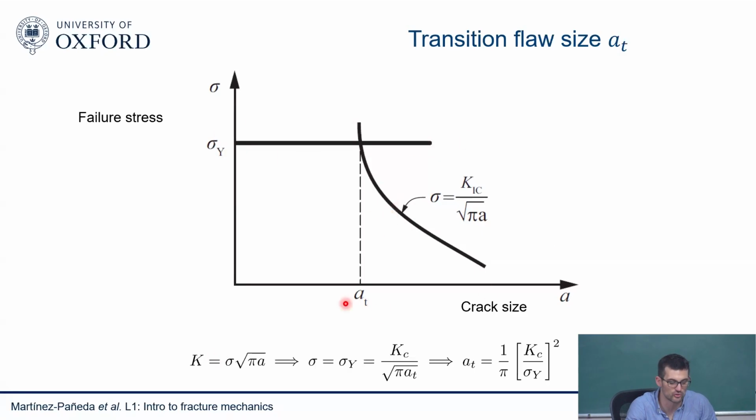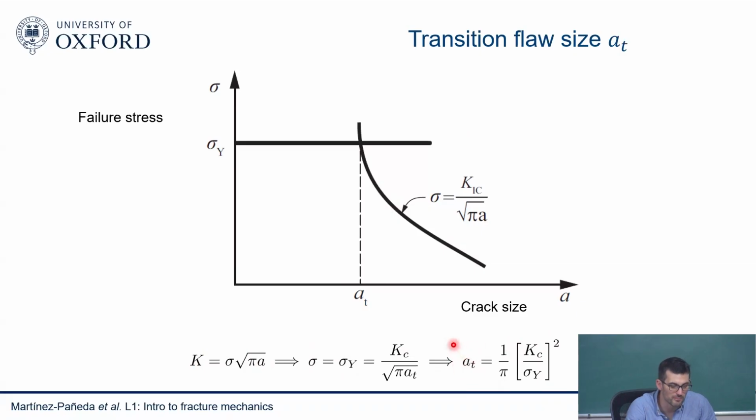So you can equate these two quantities. You know the relationship between the stress intensity factor, the stress and the load, and the crack size. You make it equal to sigma y, you make it equal to Kc, and you compute the transition flaw size for your material. And basically, you can see how it depends, right? So if you have a very tough material like a steel, your transition flaw size is going to be large. If you have a brittle material like a glass, this is going to be very small.